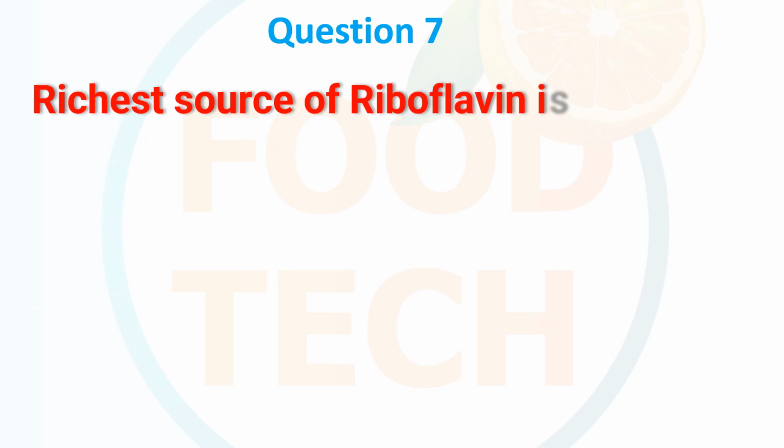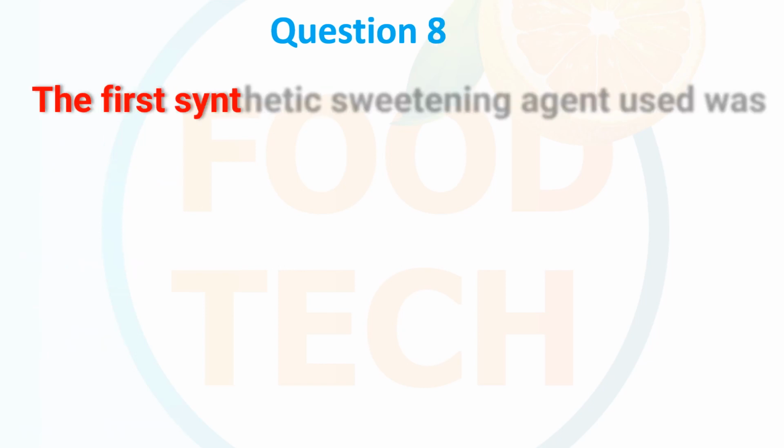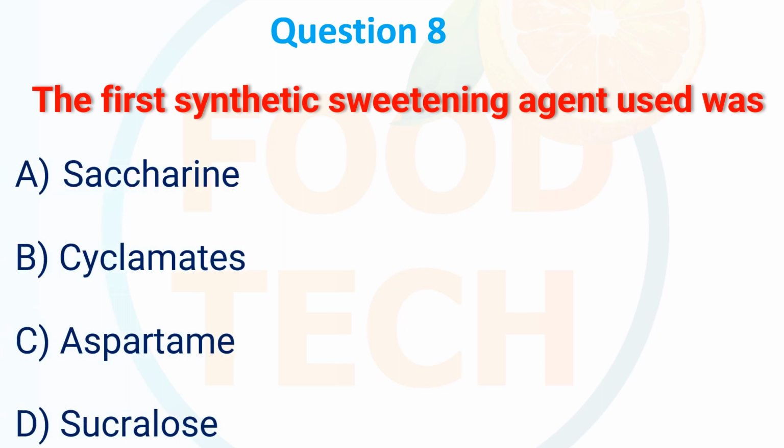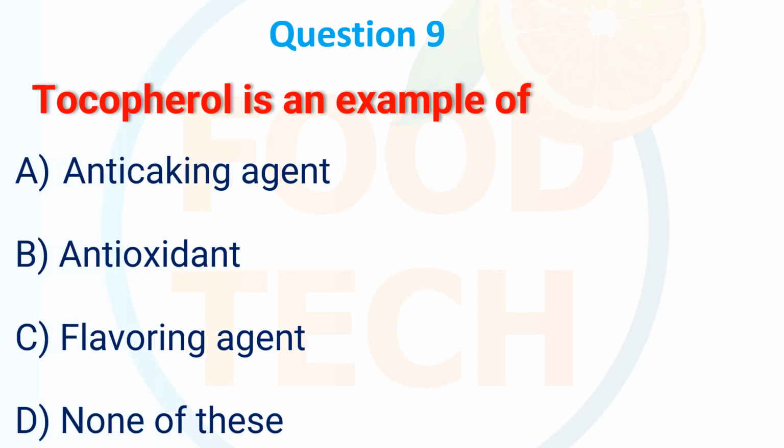Richest source of riboflavin is A. Papaya, B. Mango, C. Bell pepper, D. Coriander. The answer is A. Papaya. The first synthetic sweetening agent used was A. Saccharin, B. Cyclamate, C. Aspartame, D. Sucralose. The answer is A. Saccharin. Tocopherol is an example of A. Anti-caking agent, B. Antioxidant, C. Flavoring agent, D. None of these. The answer is B. Antioxidant.